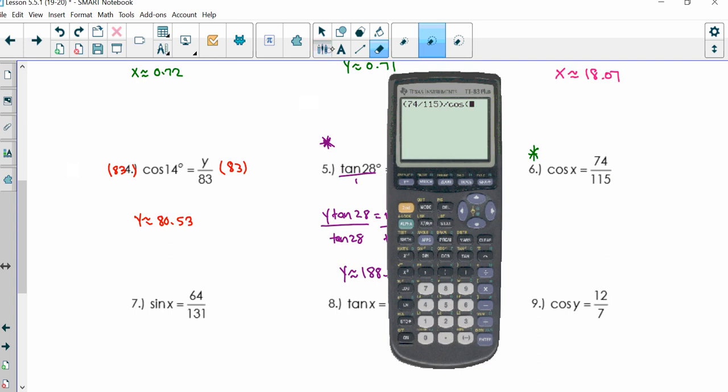Okay, so we need to find another way to get rid of cosine. In order to undo cosine, we do the inverse of the other side. Meaning instead of doing cosine of x, we do cosine inverse of the other side of the equation.